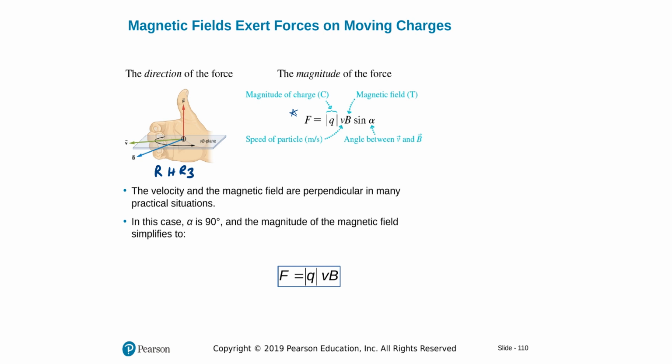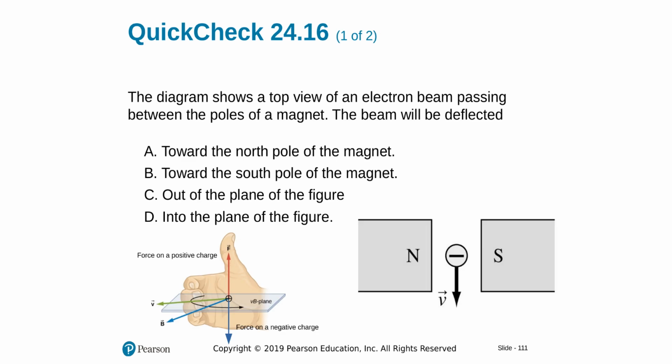Times the speed of the particle times magnetic field times sine alpha, alpha being the angle between the magnetic field and the speed. If alpha is 90 degrees, sine alpha is equal to sine 90, which is 1. So we will end up getting this equation. If we have perpendicular speed and magnetic field, we can go ahead and use this. And we will often have them perpendicular.